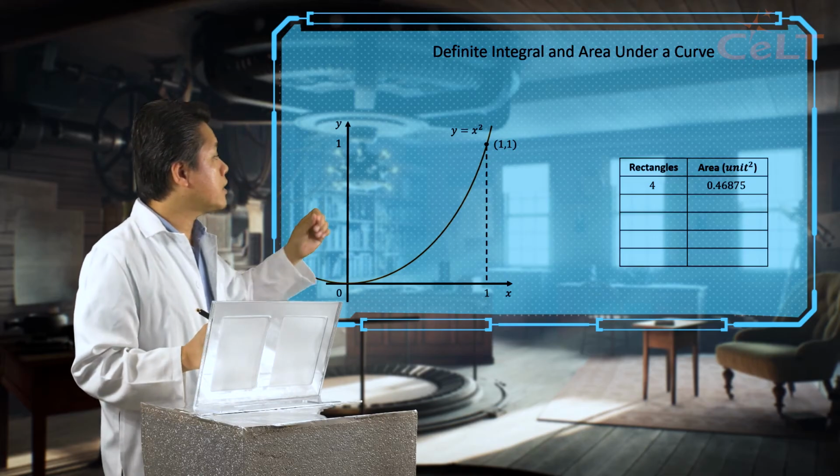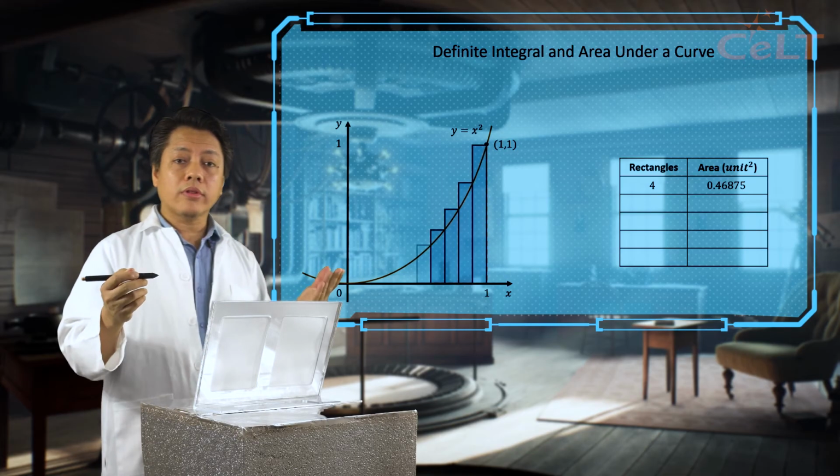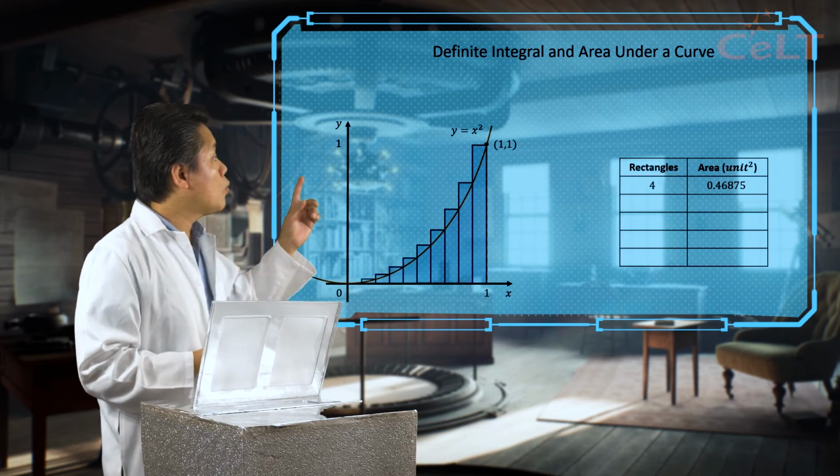We will try with 10 equal width rectangles. With 10 equal width rectangles, the width of the rectangle, or delta x, has become 1/10. We can repeat the calculation to find out the total area of the 10 rectangles, but I'm not going to do it here for the interest of time, and I will just show you the results there.